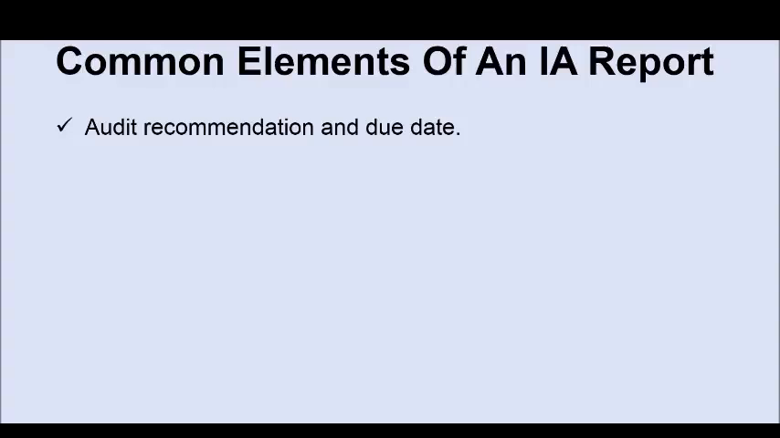Audit recommendation and due date. This could also be called action plan, action item, or corrective action. The audit recommendation should address the cause of the audit finding. Each audit recommendation should have its own due date. Action owner. This specifies the owner for each audit recommendation.